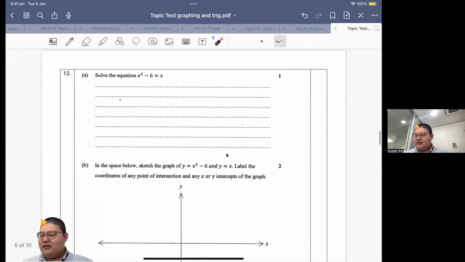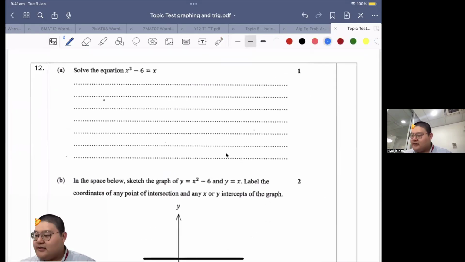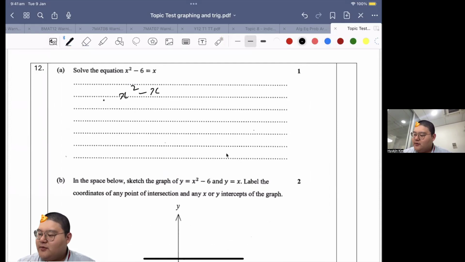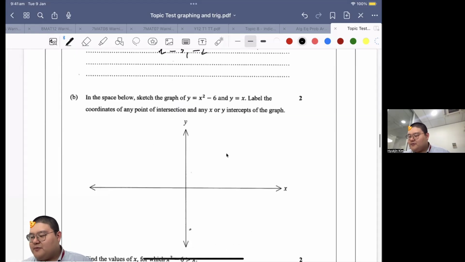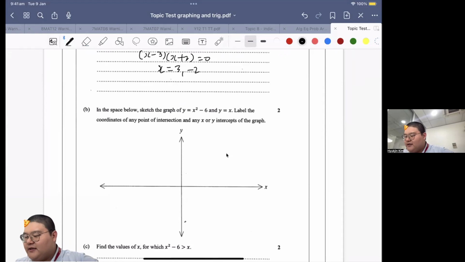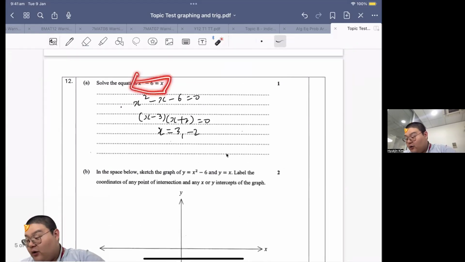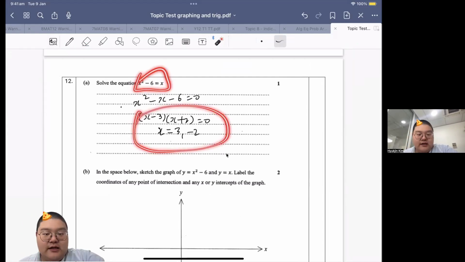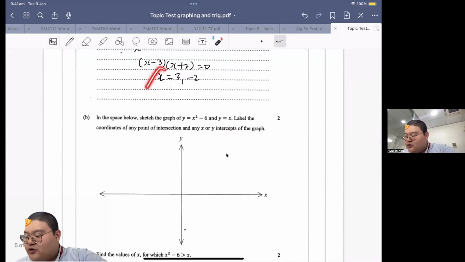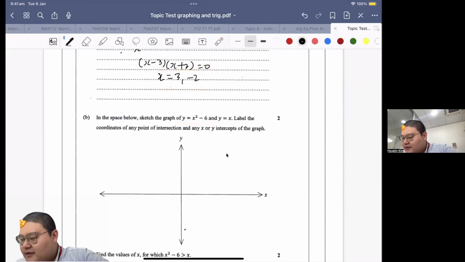I'm not bothered. Solve the equation x squared minus 6 equals x. That means x squared minus x minus 6 equals 0, x minus 3, x plus 2 equals 0, x equals 3 and negative 2. Now, in the space below, sketch the graph of y equals x squared minus 6, and then y equals x. I saw some of you make this mistake. The question told you to solve this equation, and then you found these values, right? But many of you then proceeded to draw them as the x-intercepts of this parabola. What a silly mistake.